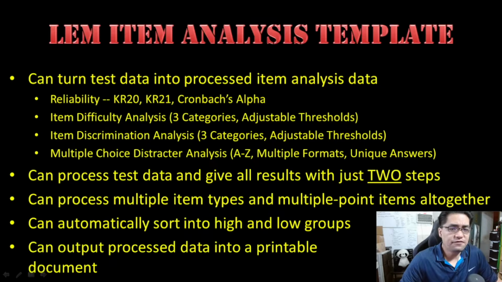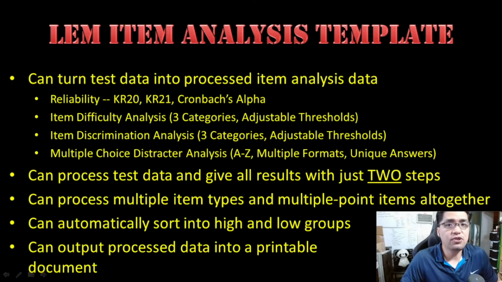So first of all, what is this item analysis template? This item analysis template can turn test data into processed item analysis data. First of all, it can calculate the test's reliability or internal consistency. It does this in three forms. First, you have the Kuder-Richardson formula 20, or KR20. We also have the Kuder-Richardson formula 21, or KR21. And we have the Cronbach's coefficient alpha, or Cronbach's alpha for short.